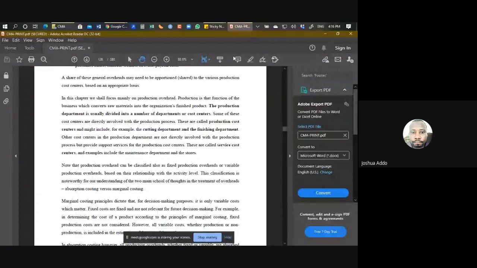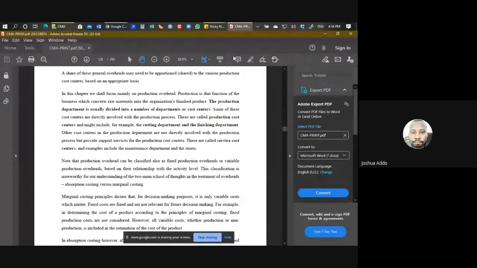Okay, so let me say this. Normally, what we do is we first create what is called cost centers. And sometimes the way the organization is organized by itself has already created cost centers. If you go to some manufacturing setups, you will realize that the production process is already segregated into the various logical sections. For example, cutting, machining, assembling. Most production flows from a point to the end.